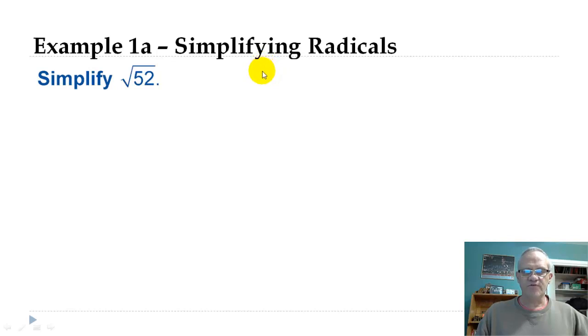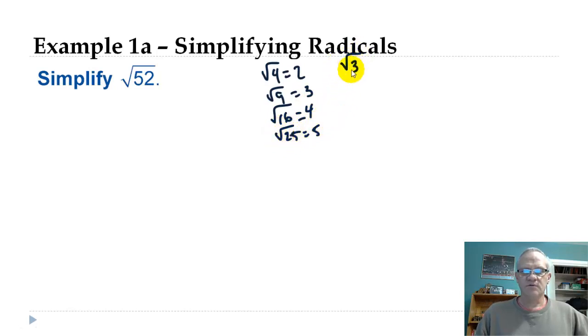You've got the square root of 4 equals 2. You have the square root of 9 equals 3. Square root of 16 equals 4. Square root of 25 equals 5, square root of 36 equals 6, square root of 49 equals 7, square root of 64 equals 8. You're probably not going to need to go much higher than this, but square root of 81 equals 9, and then of course square root of 100 equals 10.